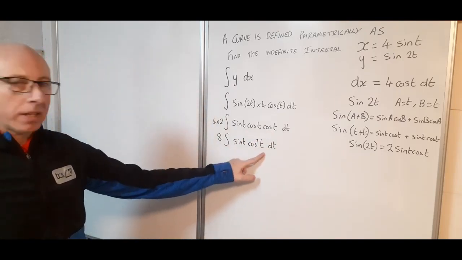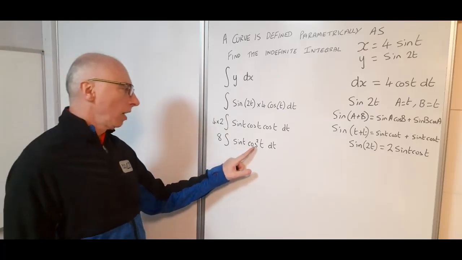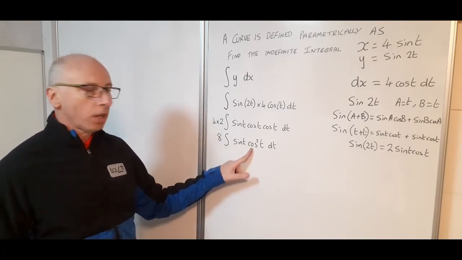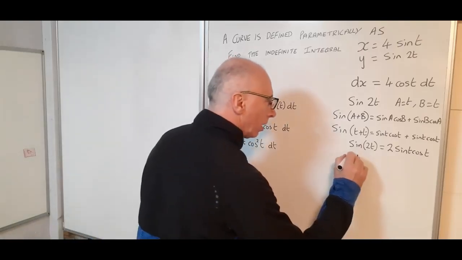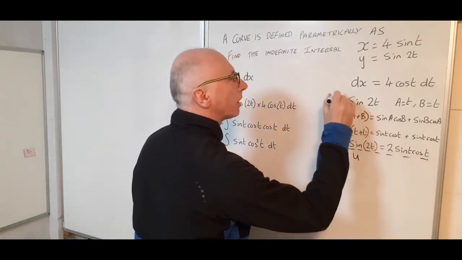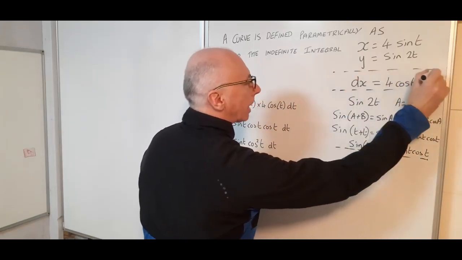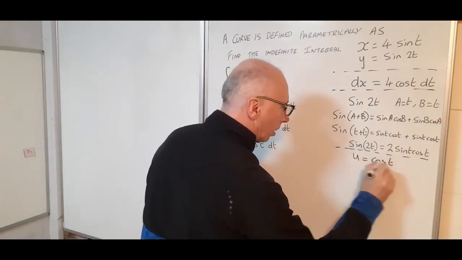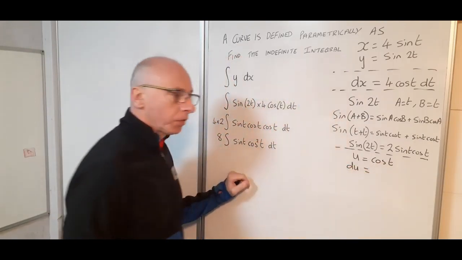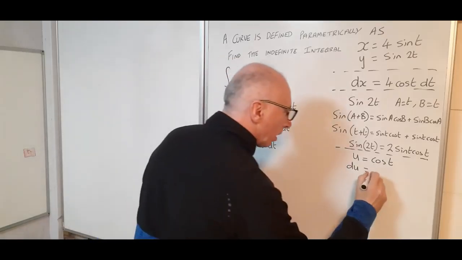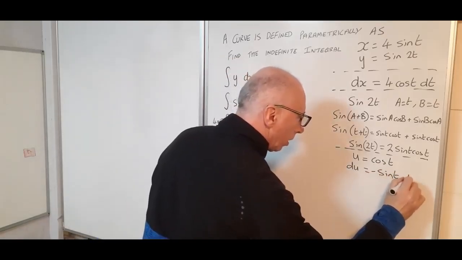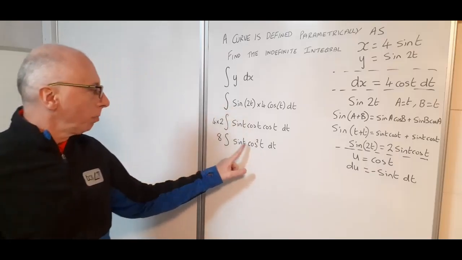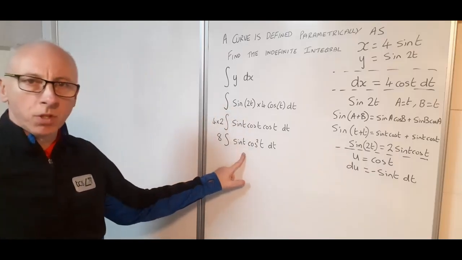Okay. Now to integrate this, what I would do is, if I've got a derivative of this which can cancel out this, then I'm onto a winner. So if I let u equal cosine t, so this is going to be different to all of that, as is that, as is that. Let's keep them separate. So u equals cosine t. Therefore du, the derivative of cosine, is negative sine, so negative sine t dt.